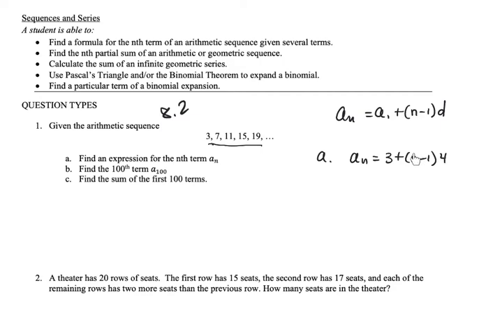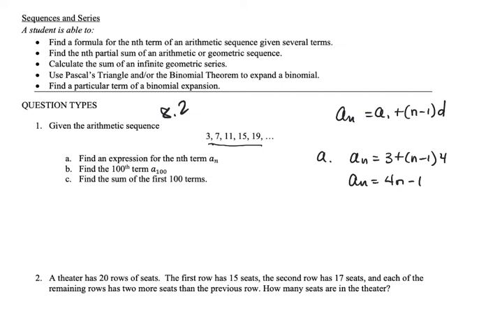So 4 times n is 4n. 4 times negative 1 is negative 4. But negative 4 plus 3 is negative 1. So you would write that as 4n minus 1.